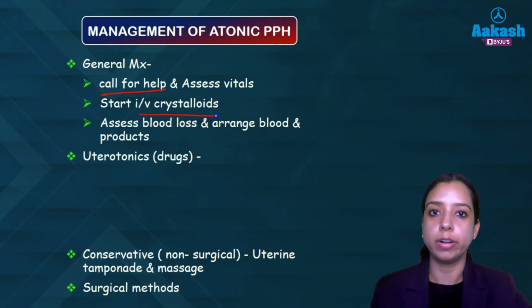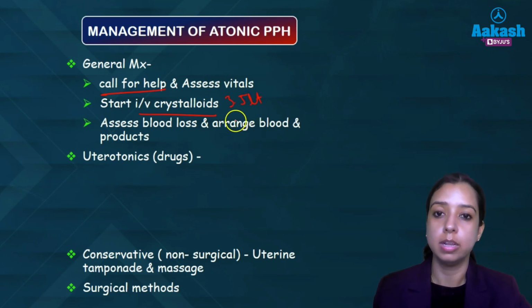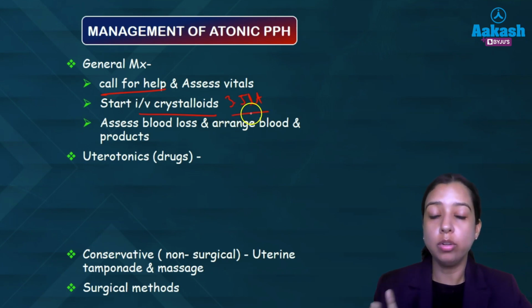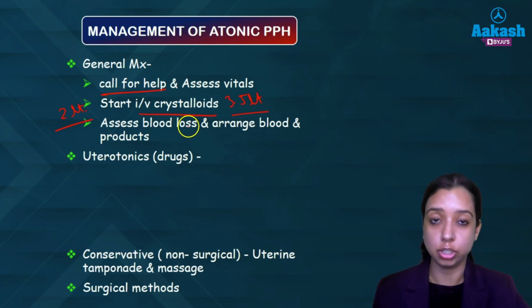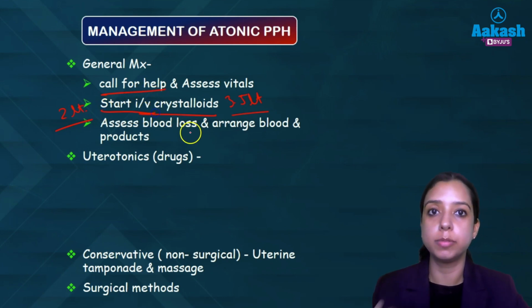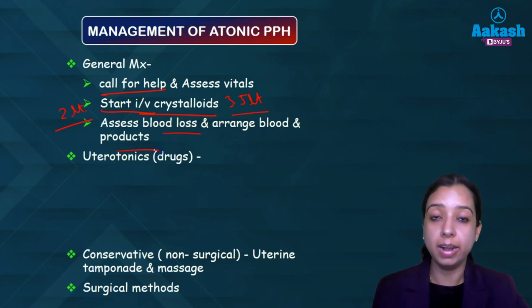Then is crystalloids. So till you have got the blood, fluid resuscitation of almost 3.5 liter of warm fluid is very much required in a patient with severe blood loss. So these 3.5 liter fluid you have to resuscitate. Initial 2 liters has to be crystalloid. You do not start with colloid because in many people, colloid can cause an anaphylactic reaction. That is why you have to start with crystalloids, infuse almost 2 liter of crystalloids followed by colloids. Okay, so this was another option in the INICET 2021 question. Then assess the blood loss and arrange for blood and blood products.